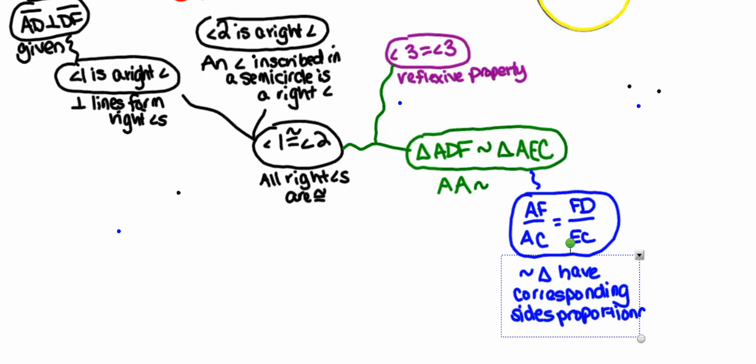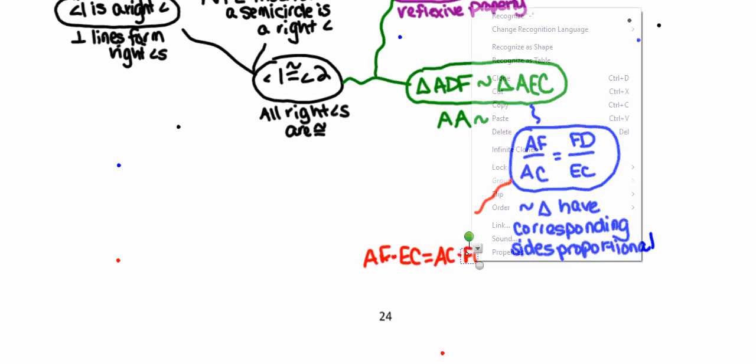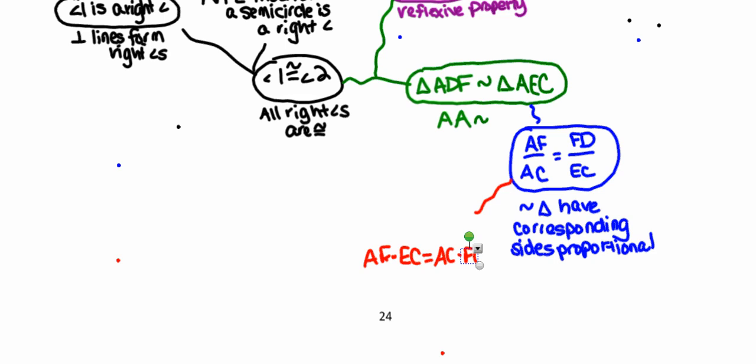And then lastly, to wrap it up, I'm going to go ahead and cross multiply that proportion. So AF multiplied by EC is going to be equal to AC multiplied by FD. You could say the product of the means is equal to the product of the extremes. I'm going to be a little bit more simplistic and just say the property that I'm using here is cross multiplication.